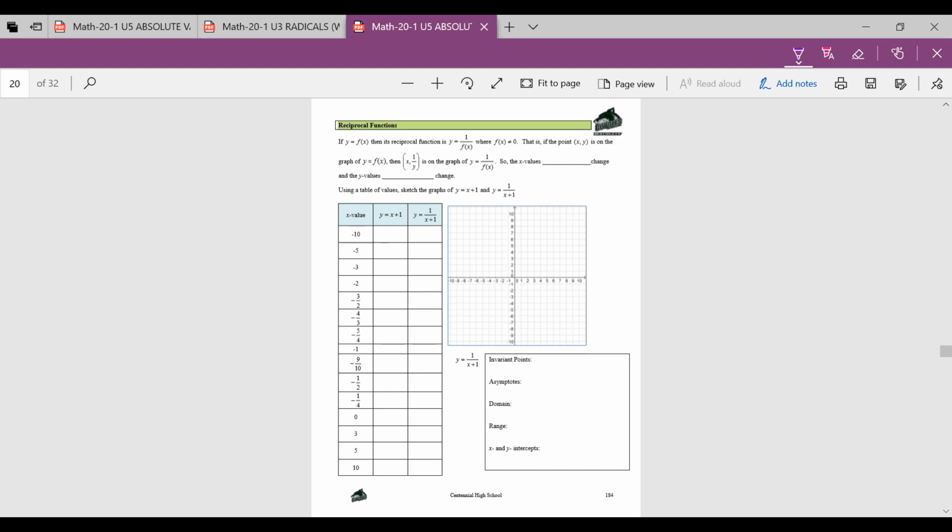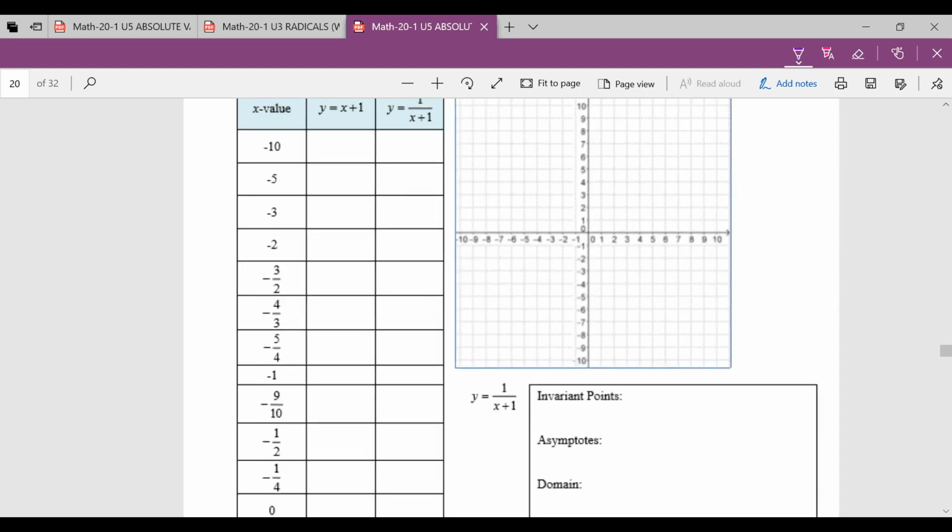Two lessons on reciprocal functions of straight lines, and then next day, reciprocal functions of quadratic equations of parabolas. And they both are funky looking. They're really both really cool. So page 184, let's jump right into this.